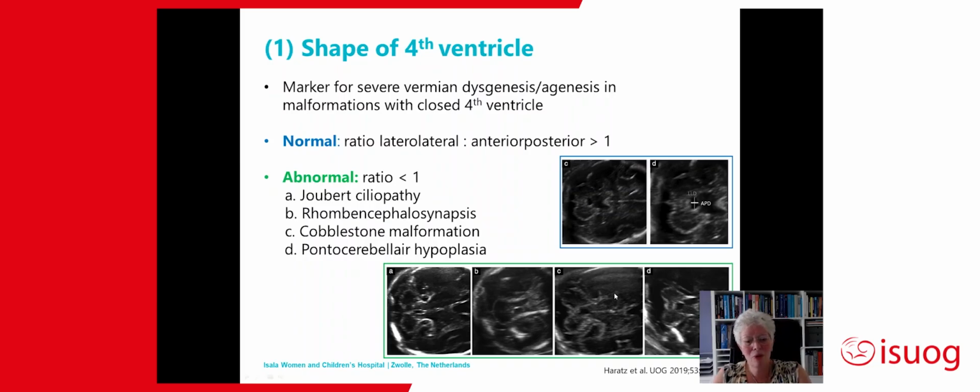This is a cobblestone malformation, which is a migration disorder, and here you also can see that the fourth ventricle is abnormal. And this is a pontocerebellar hypoplasia with also an abnormal shape of the fourth ventricle.